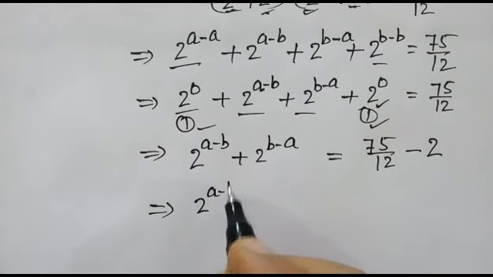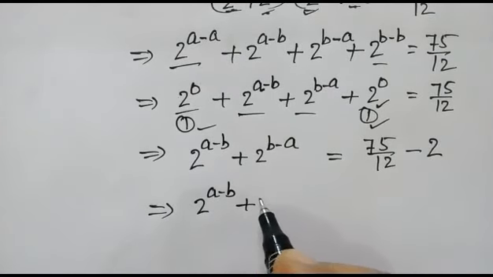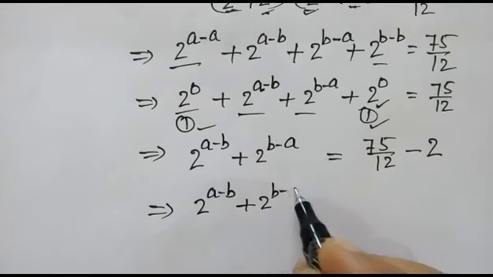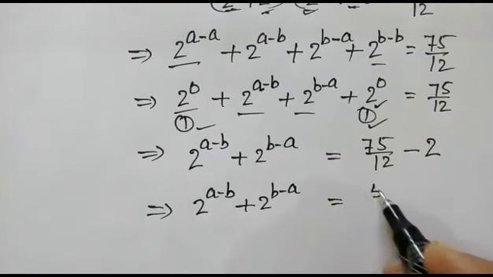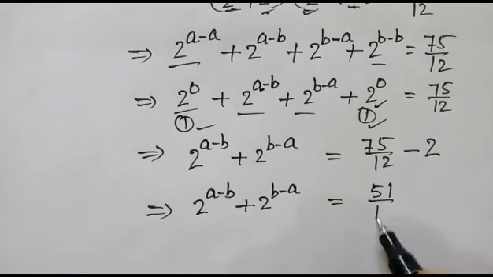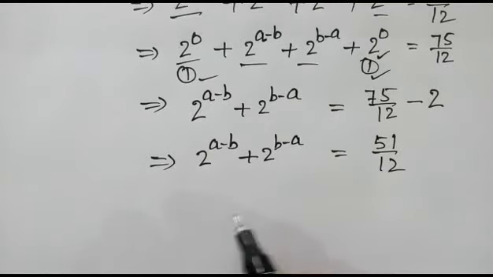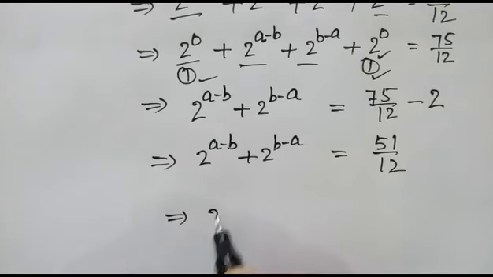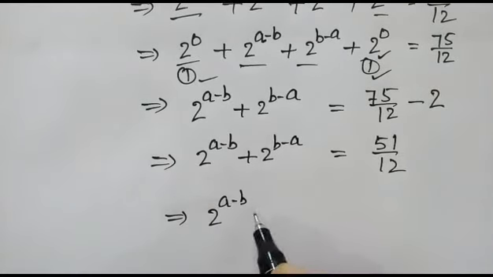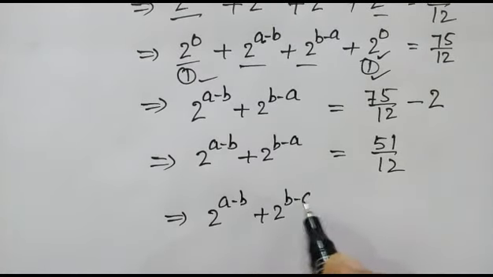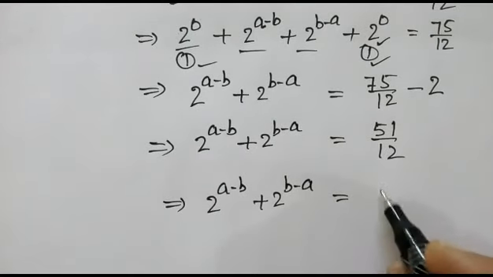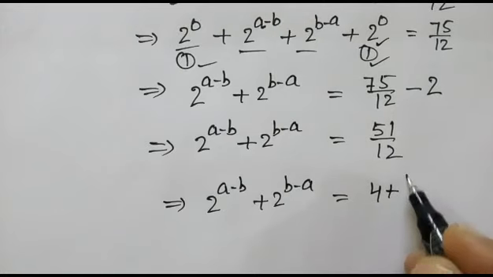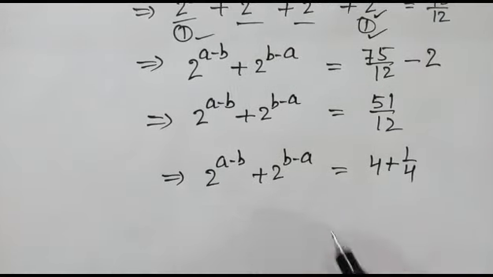2 to the power a minus b plus 2 to the power b minus a is equal to this minus this, 51 over 12, right? Now 2 to the power a minus b plus 2 to the power b minus a is equal to, this can be written as 4 plus 1 over 4, right?